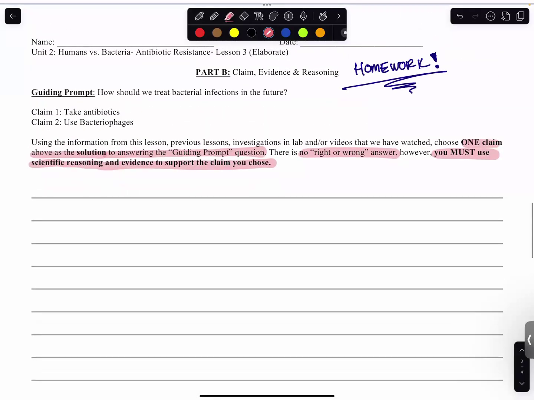Right? So if I choose claim 1, I might say we should take antibiotics to treat bacterial infections in the future, and here is why. Blah, blah, blah. Or if I choose claim 2, we should use bacteriophages to treat bacterial infections such as cholera in the future, and here's why. Blah, blah, blah.